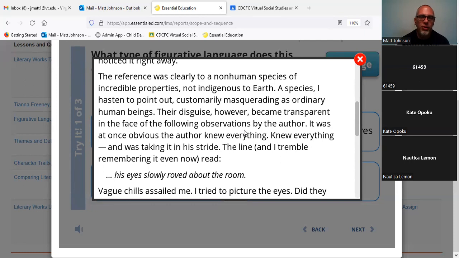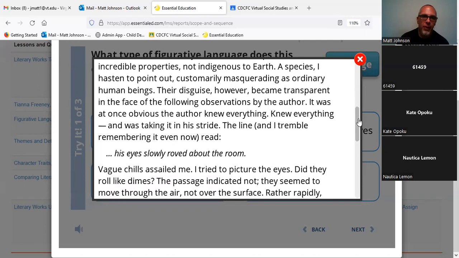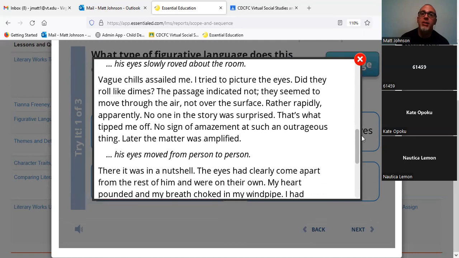It was at once obvious the author knew everything, and was taking it in his stride. The line, and I tremble remembering it even now, read: His eyes slowly roved about the room. Vague chills assailed me. I tried to picture the eyes. Did they roll like dimes? The passage indicated not. They seemed to move through the air, not over the surface. Rather rapidly, apparently. No one in the story was surprised. That's what tipped me off. No sign of amazement at such an outrageous thing.